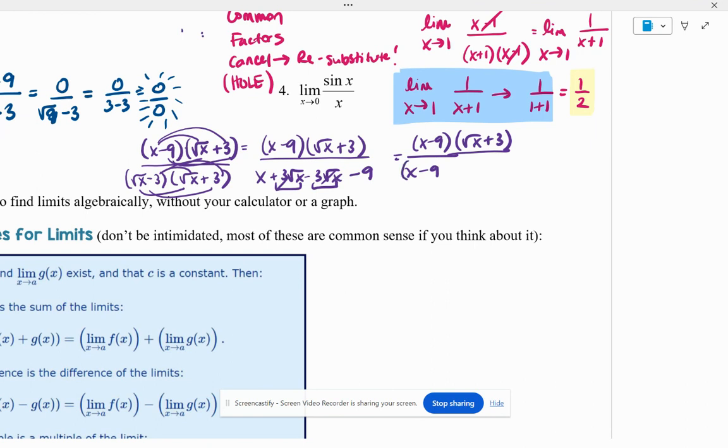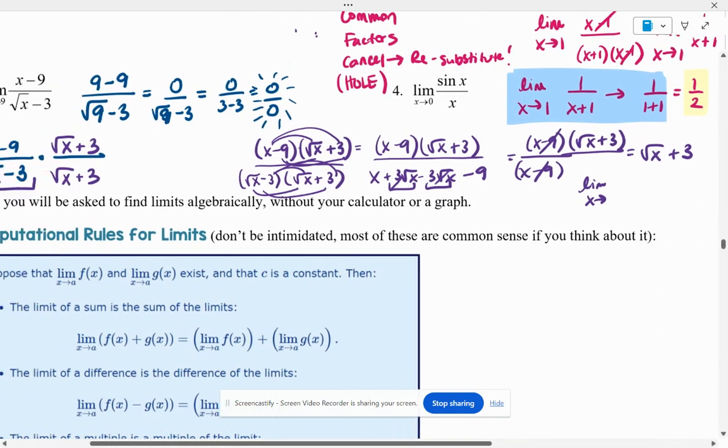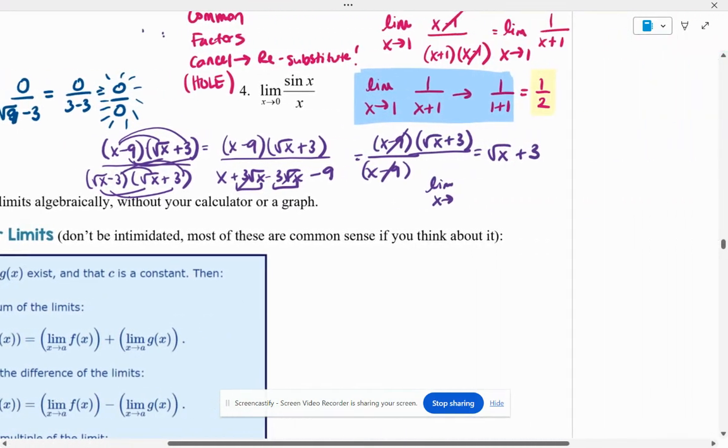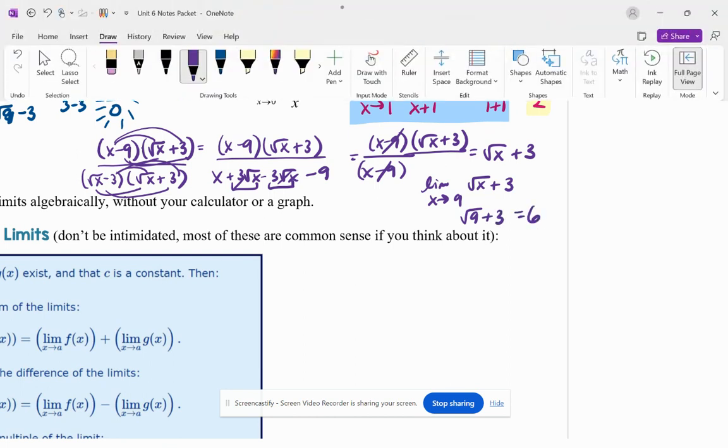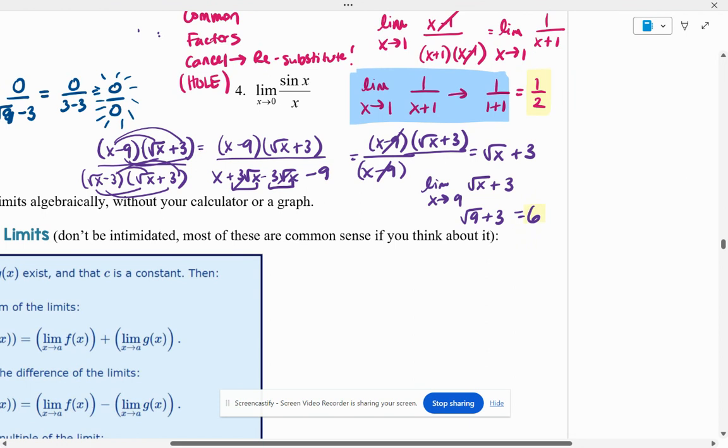Nice job. So now you've got your two factors canceling here, square root of x plus 3. Look at our garbage. We made it stop. Now we have the square root of x plus 3. So I've got my limit as x approaches 9, and now we're going to do our substitution. So the limit notation goes away, and that's going to be 6. Yeah, good job. Nice. That was good.